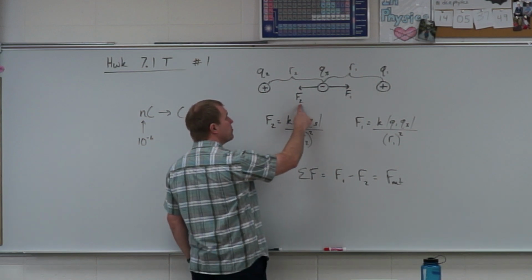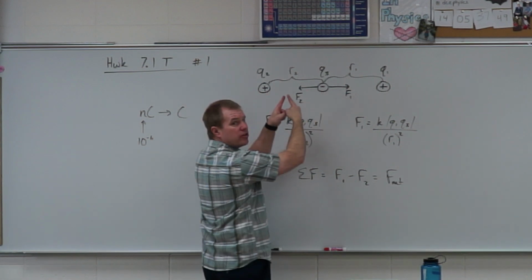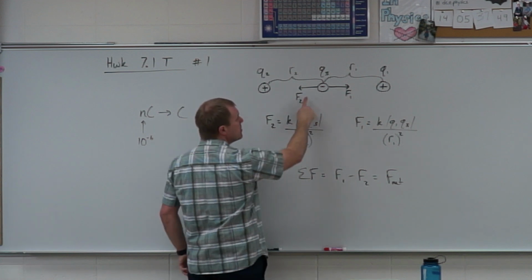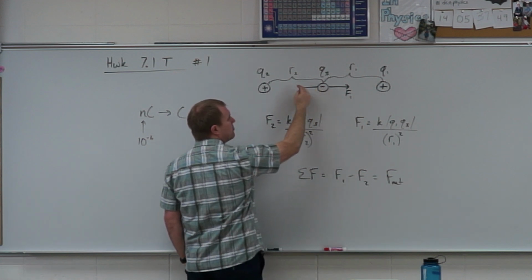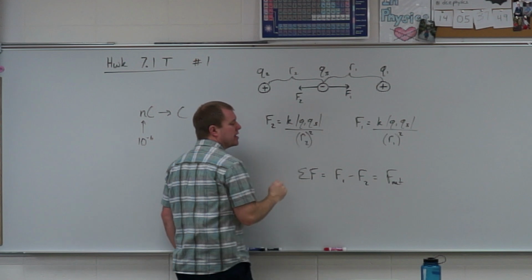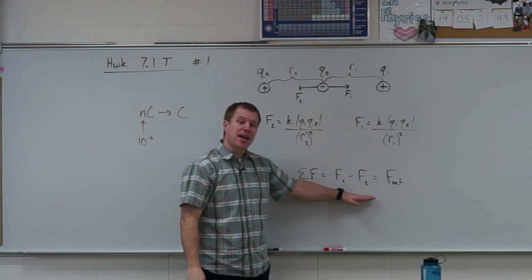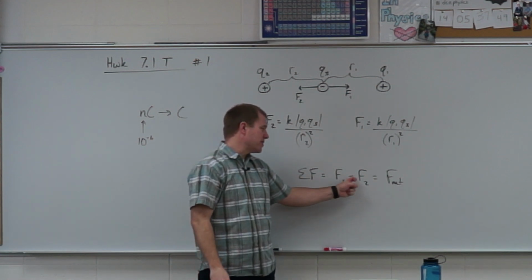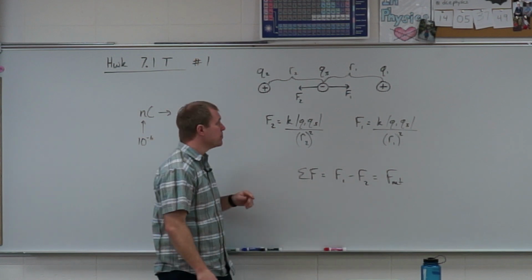So the force from charge 2 is an attractive force because they are opposite charges, so it's going to be directed to the left, whereas force 1 is directed to the right. And so I need to make note of that when I add up my forces later on, that there's a negative sign on that F2.